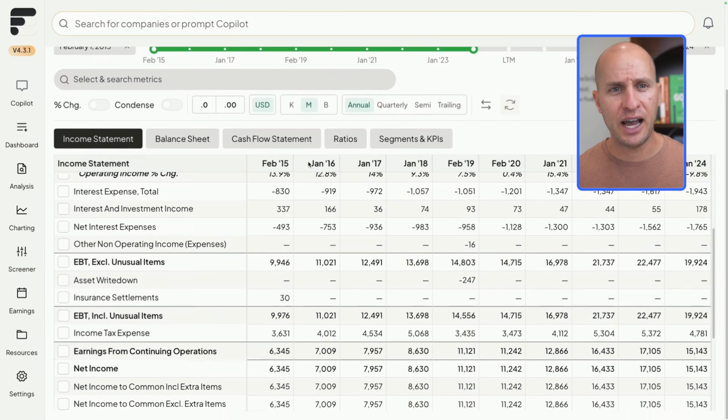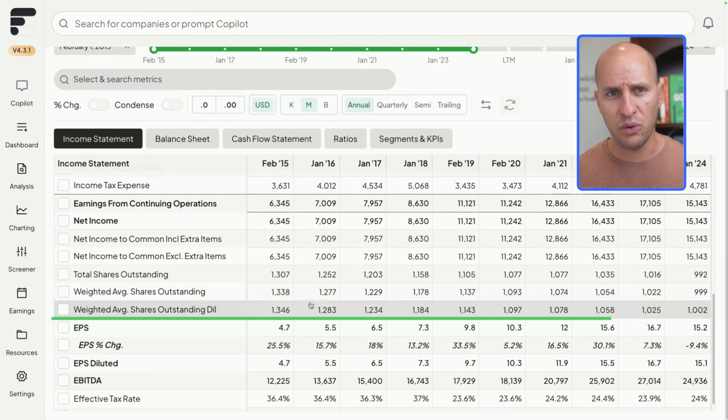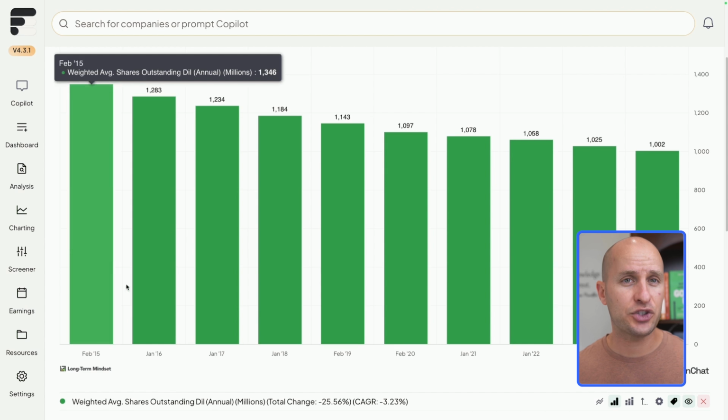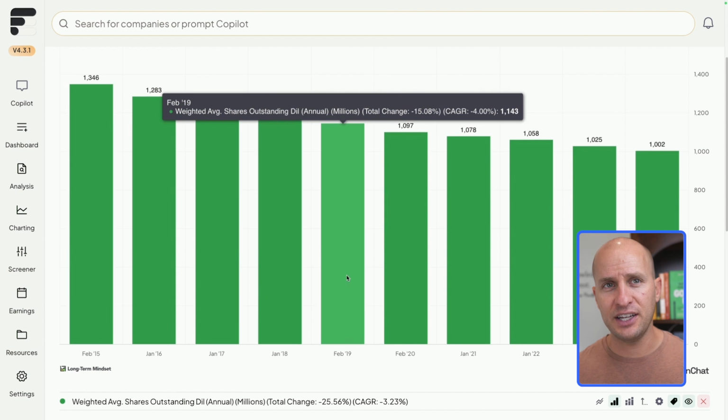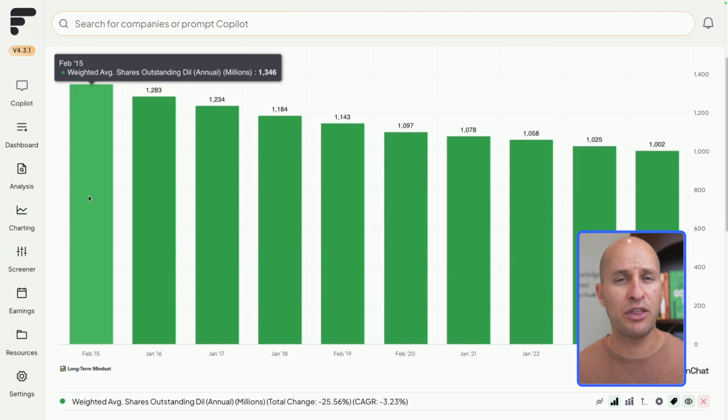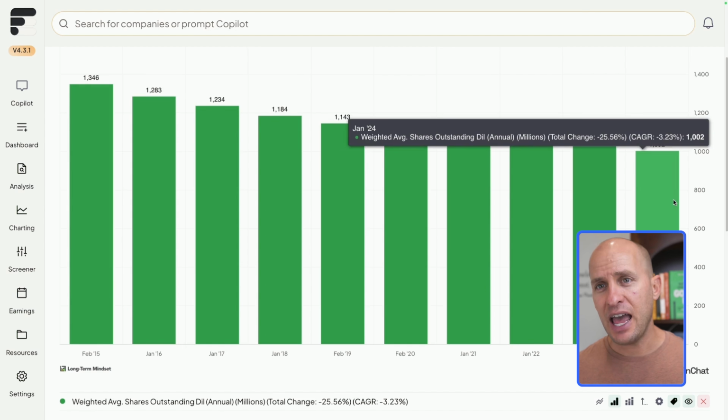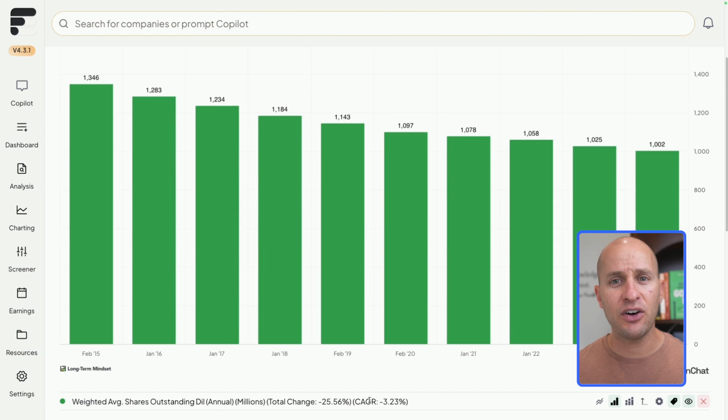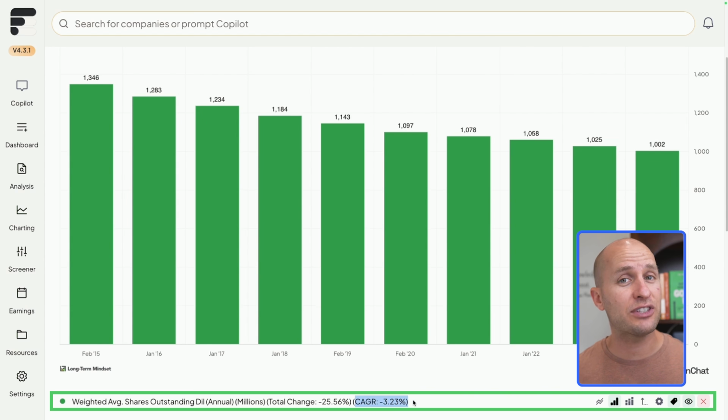By scrolling down in FinChat and clicking on the company's diluted share count, you can see that this trend has continued over the last 10 years. Home Depot used to have 1.346 billion shares outstanding. Now it has just over 1 billion. That means that the company's share count has been declining at a greater than 3% rate over the last 10 years, thanks to the company buying back stock.